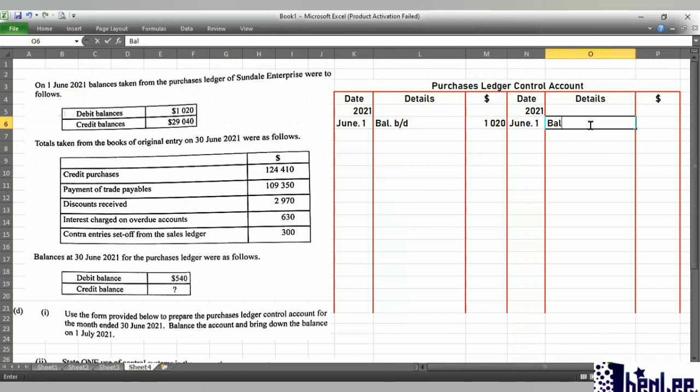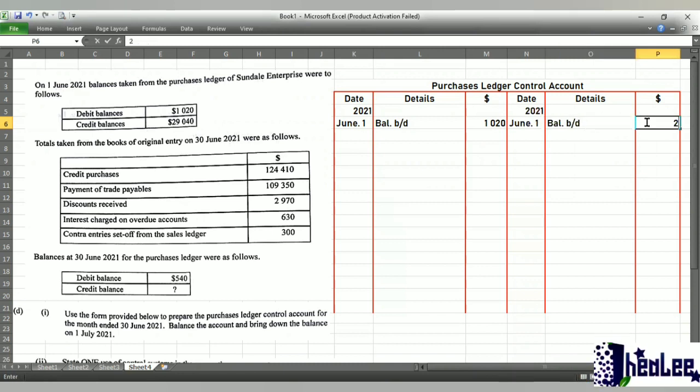Details, balance brought down, and the amount there is $29,040. Moving into the transactions that were taken from the books of original entry on June 30th. The first one there is credit purchases. The credit purchases there is basically indicating that goods were purchased by the business on credit, and that results in an increase in the creditor's account.